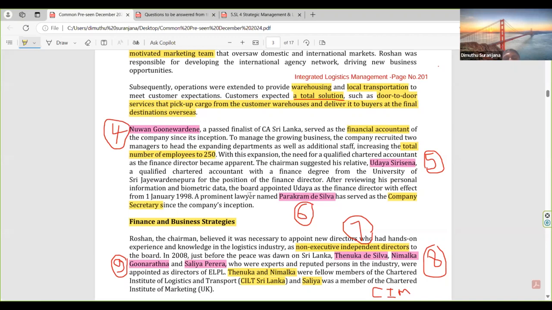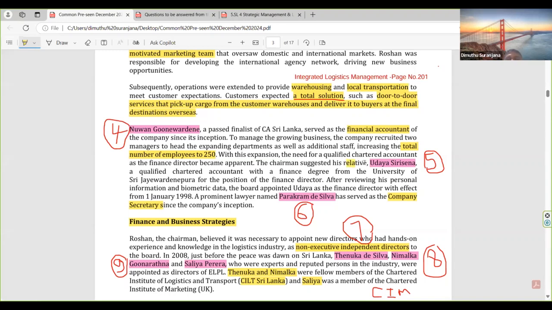The chairman suggested his relative Udaya Sirisena, a qualified chartered accountant with a finance degree from the University of Jayawardenapura, for the position of finance director. So the fifth individual is introduced. The name is Udaya Sirisena, chartered accountant. Again, see that this guy is also a relative of the chairman.